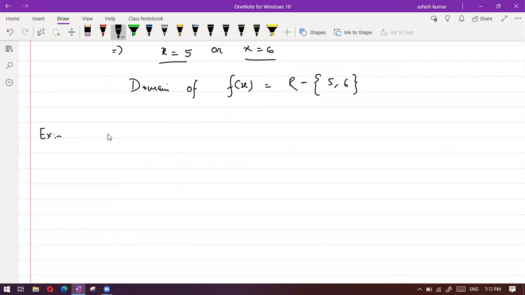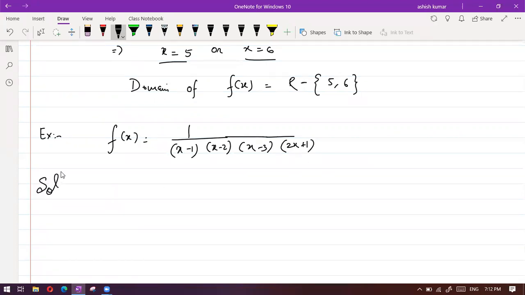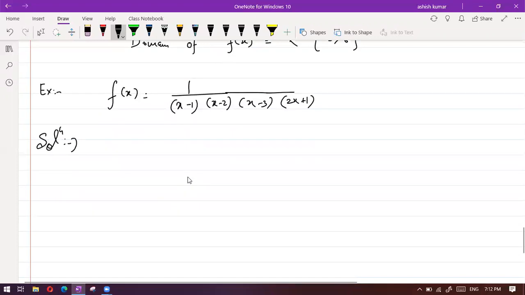Okay, so I am taking very simple examples. Suppose I have written here f(x) is equal to 1 upon (x minus 1)(x minus 2)(x minus 3)(2x plus 1). Can you tell me what the domain will be here, Ruchita? R minus {1, 2, 3, minus 1 by 2}, sir. Yeah, exactly. From the real value set we should remove 1, 2, 3 and minus half.